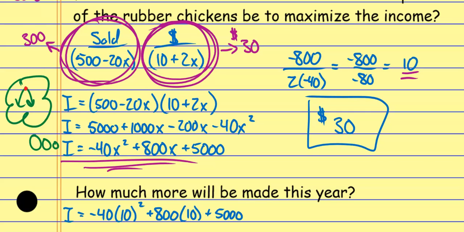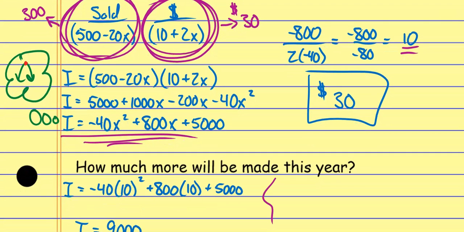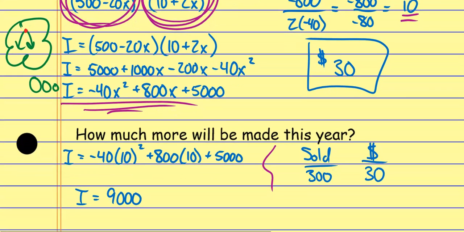And now let's think about it this way. If I come back down here, I sold 300, and I sold them at $30 a piece. If I want to figure out how much money I made, I take the number sold times the price. 300 times 30 gives me $9,000. Now, that still doesn't quite answer the question, but I've got a lot of good information here. I should increase the price 10 times, so I should sell them for $30. If I sell them for $30, I'm going to get an income of $9,000.